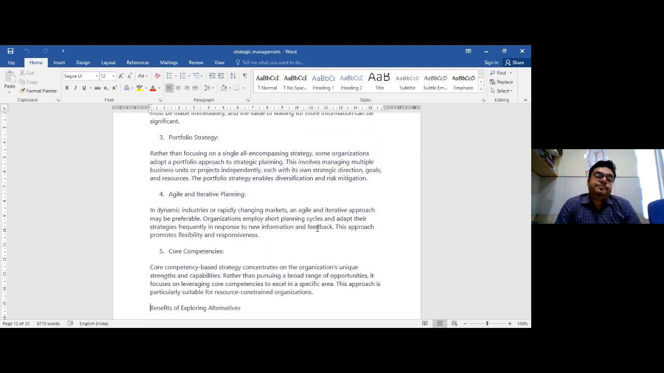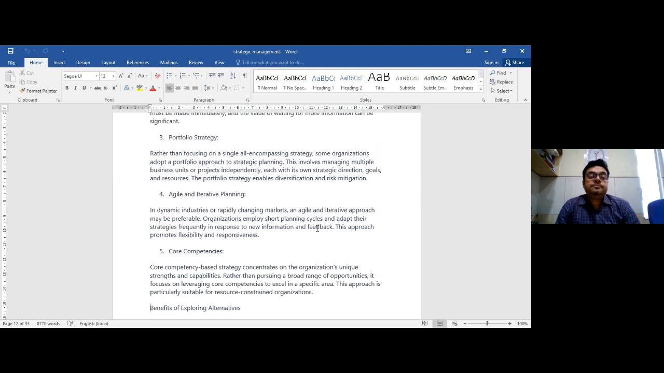The next step would be to deal with agile and iterative planning. Now, we are operating in dynamic industries, rapidly changing industry, organizational markets. So one has to consider an agile and iterative approach.